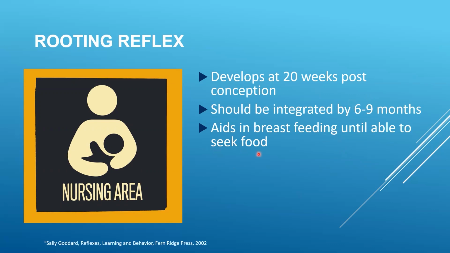And again, this is going to be part of breastfeeding, until they're able to seek food and use their hands to put things in their mouth and stuff like that. So when this is present, you can end up having issues with ticklishness around the mouth. Again, they can suck on their thumb maybe for a little bit longer. There can be certain oral fixations.